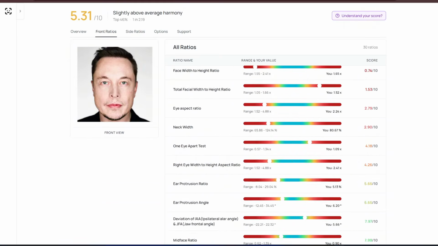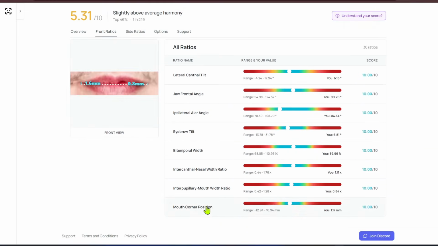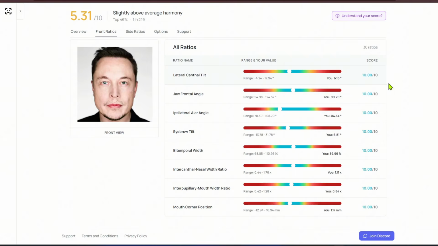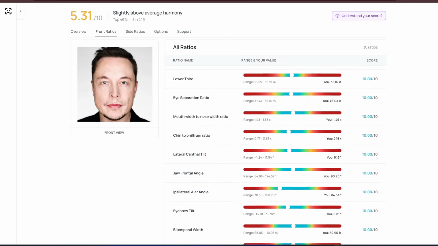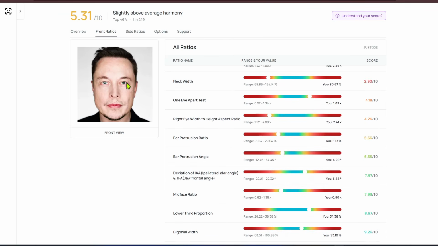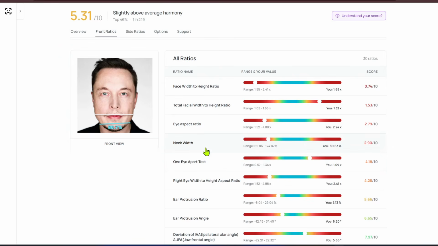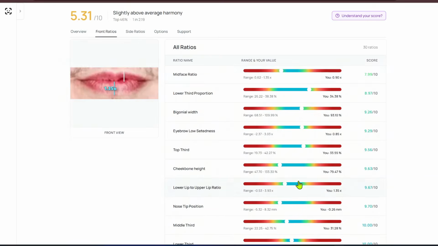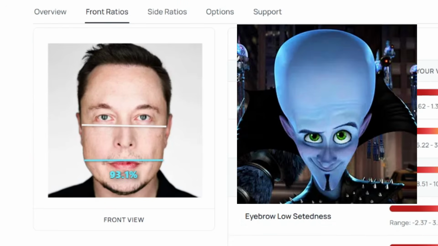Now scrolling down, he does have some 10s out of 10, which is pretty good. Elon actually has ideal lateral canthal tilt, which is pretty impressive. You can see his eyes aren't the best, but they aren't the worst for sure. He has nice white sclera. His neck width is scoring quite low because it is too slim, but this may also be from a slight distortion of the front profile photo I sourced. His forehead is also quite large, and it's giving an uneven, kind of mega brain look.